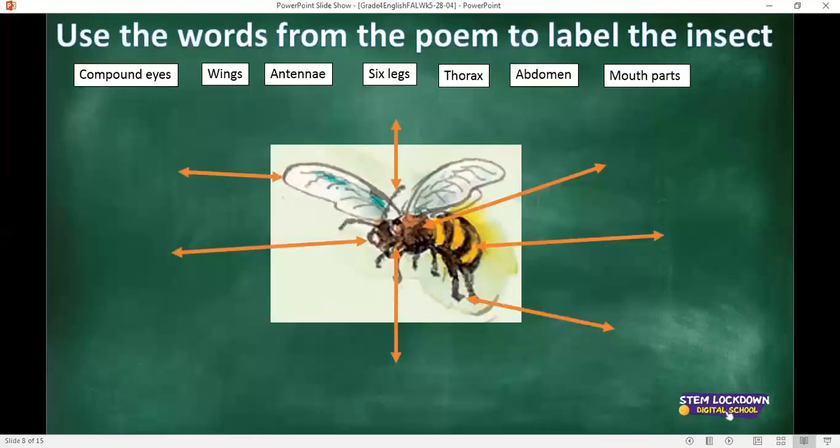The first activity they want us to do is to use the words from the poem we read to label this insect. So we're using a bee. We've got compound eyes, wings, antenna, 6 legs, thorax, abdomen, and mouth parts. You'll see I've got some arrows pointing to the different places, and I want you to decide where each of those parts belong to.